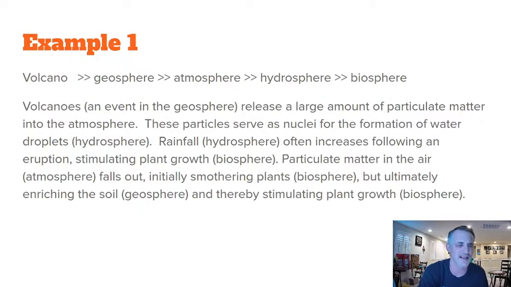So if we take a look at the first one, let's say we have a volcanic event, right? An event in the geosphere, a volcano erupting, releases a large amount of particulate matter into the atmosphere. So now we have the atmosphere being affected as well. These particles serve as the nuclei in the formation of water. So now we're dealing with the hydrosphere. Then the rain would fall back to Earth. This is back to the hydrosphere again and often increases following an eruption, stimulating plant growth. Now we're affecting the biosphere. The particulate matter in the air, which is in the atmosphere, may fall out and initially smother the plants, dealing with the biosphere again, but ultimately enriching the soil, which is part of the geosphere, and thereby stimulating plant growth, back to the biosphere. That's one example.